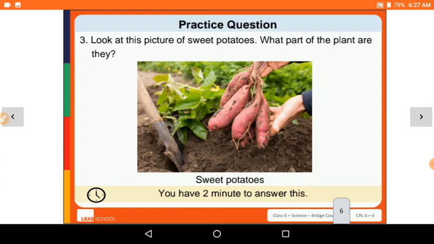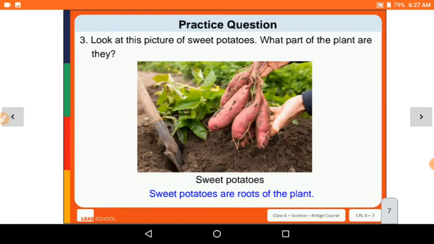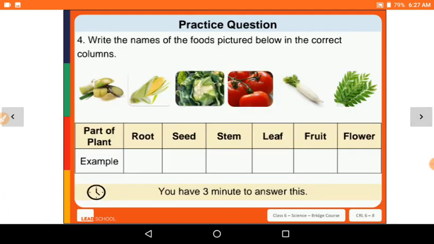Look at this picture of a sweet potato. Which part of the plant are they? So they are roots of the plant. Yes, they are the roots of the plant.